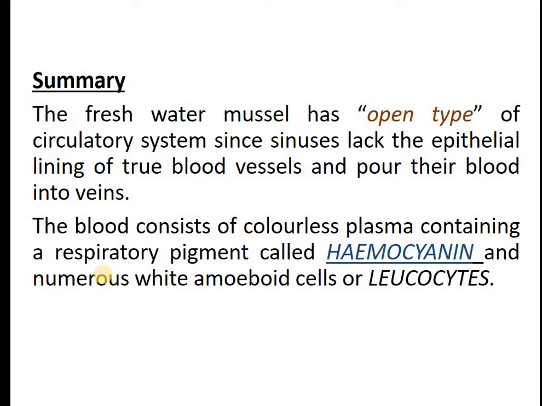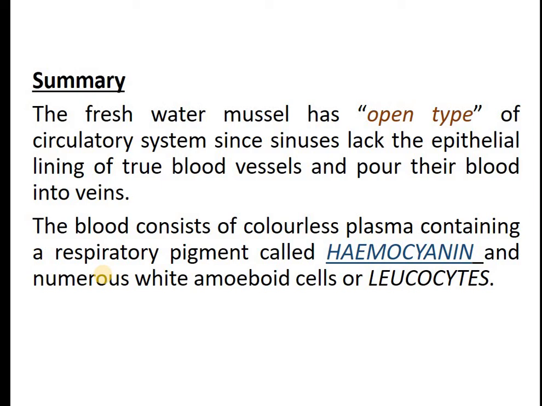The freshwater mussel has an open type of circulatory system, since the sinuses lack the epithelial lining of the true blood vessels, which the closed type of circulatory system has, and pour the blood into the veins. So why is it called open type? Because there are no capillaries. In the place of the capillaries there are sinuses. These sinuses are spaces which don't have the epithelial lining which true blood vessels possess. Therefore it is an open type of circulatory system.